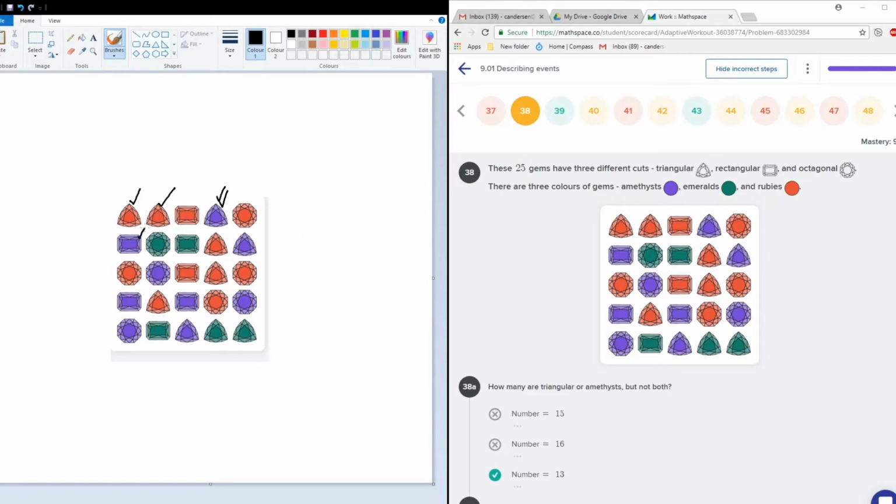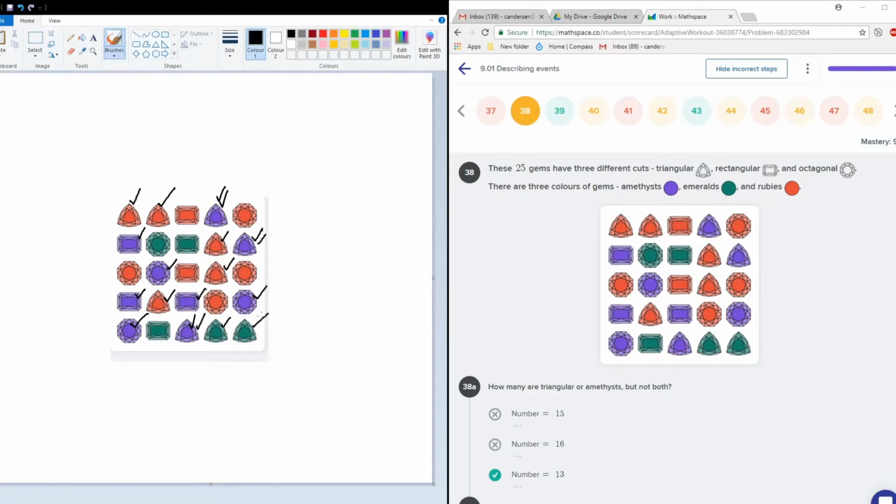This one here is an amethyst. This one here is a triangle. This one here is a triangle and an amethyst, so it gets 2 ticks. This is an amethyst. This is a triangle. This is a triangle. This one's an amethyst. This one's an amethyst. One's an amethyst. This is an amethyst and a triangle. This is a triangle. This one's a triangle.